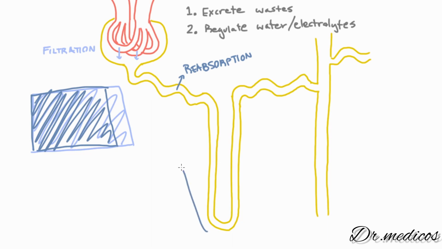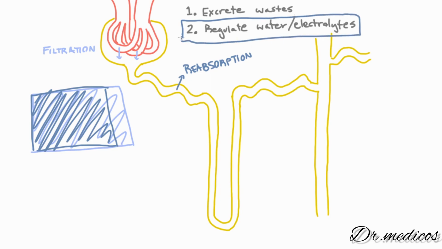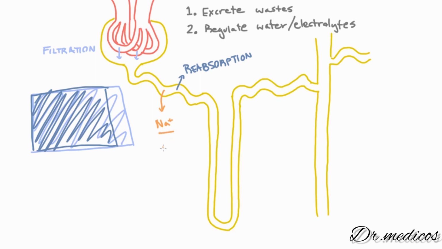So now that we're going to be talking about reabsorption, which happens here in the nephron, it's really going to have to do with this regulation of fluid and electrolytes. And which one are we going to start with? Well, we're going to start with sodium, because there's more sodium in the blood than any other electrolyte.